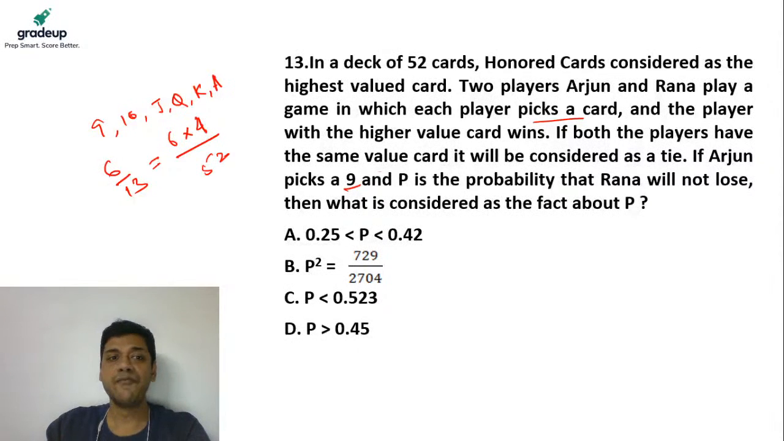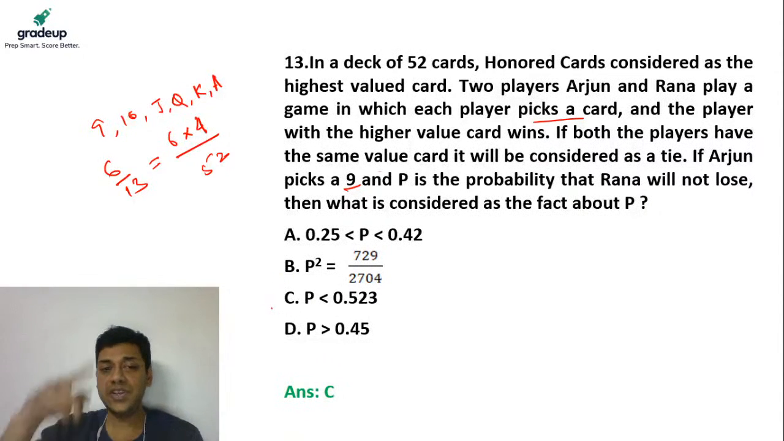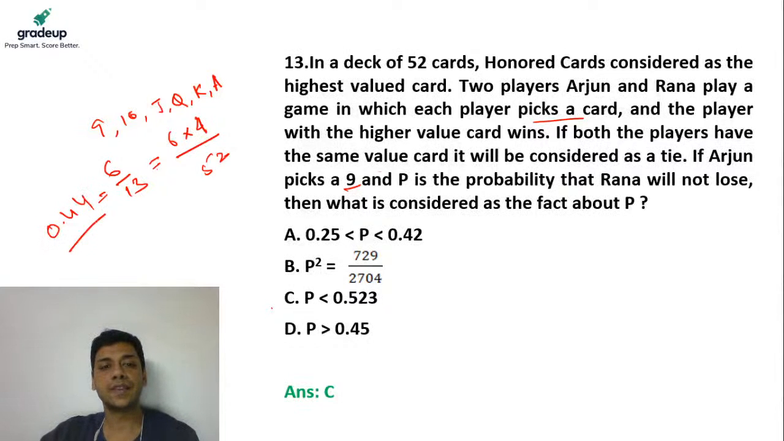Yes, which is slightly lesser than 50%. So my answer has to be C. Which of these options give me an answer which is less than 50%? Now, if you calculate it, it comes out to be 0.44. If it is 0.44, A is not my answer, B is not my answer, D is not my answer. The only possibility is C, which is 0.523. My answer is less than 0.523.